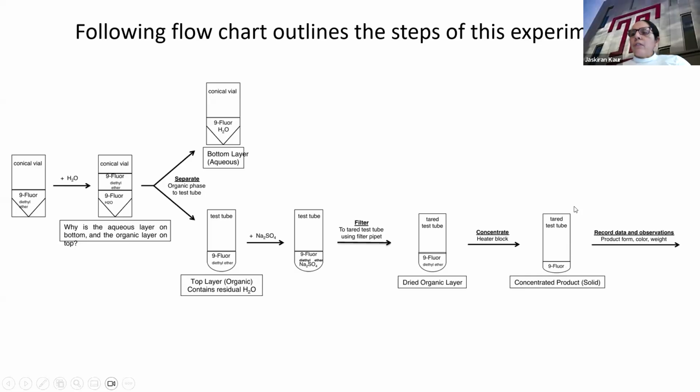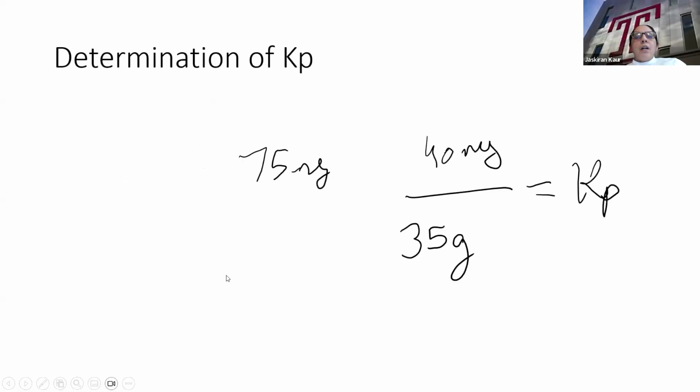You already know the mass of the empty tube. You weigh this again with the 9-fluorenone, and you subtract the two masses, and you'll get the mass of the 9-fluorenone which came into the organic layer, which is the ether layer. Okay, so let's say you started with 75 milligrams of 9-fluorenone, and as you did the evaporation, you obtained about 40 milligrams in your test tube. By just doing the math, you'll know that 35 milligrams is then in the aqueous layer, and you just determine the Kp. Kp is the ratio in the organic layer versus the aqueous layer.